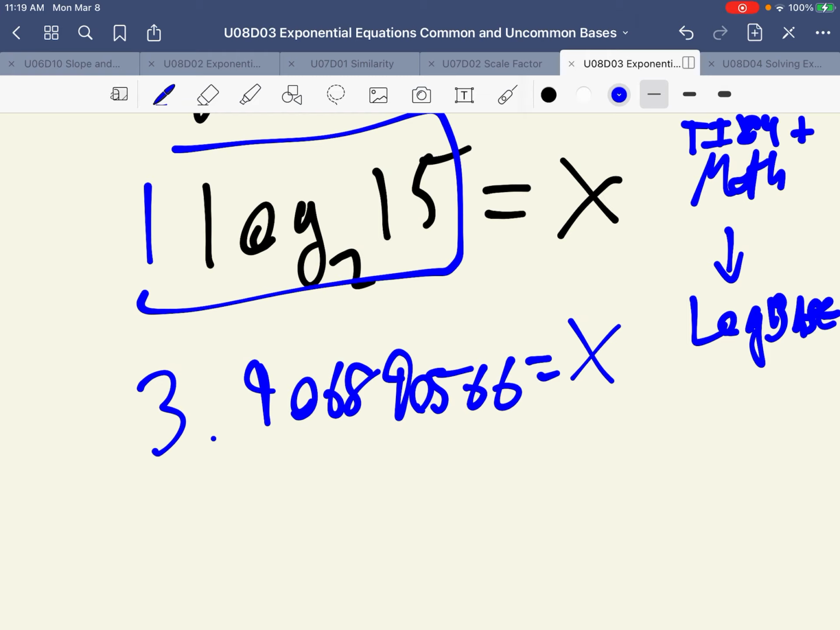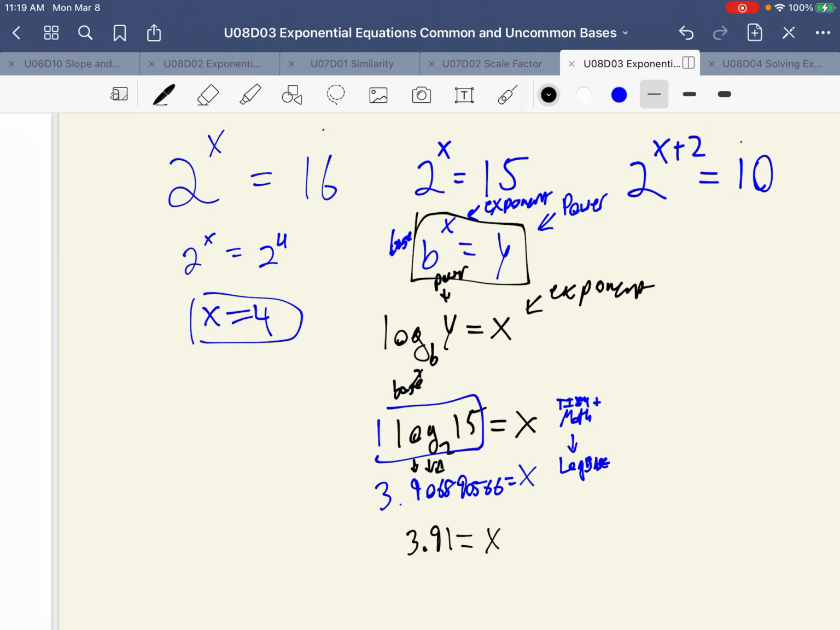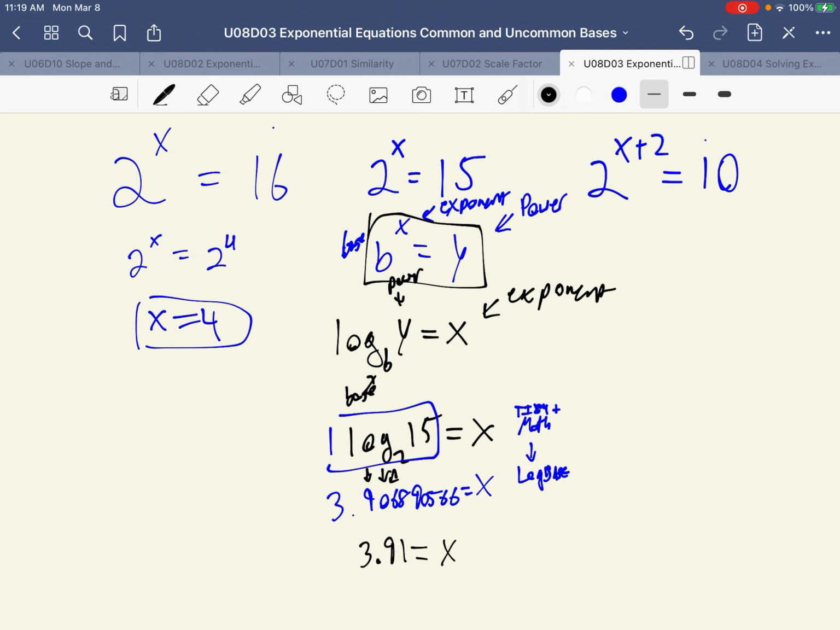So the decimal is smaller than 4, and it's bigger than 3. It's closer to 3.9. On a test question, we would have to tell you what to round to. Our worksheet tomorrow, we will be rounding to the nearest hundredth for all examples. So this is the tenths, this is the hundredths, meaning we would look at this 6 and round this up to 3.91. So this is the approximate exponent that would be needed to get 2 to any particular power to be 15.